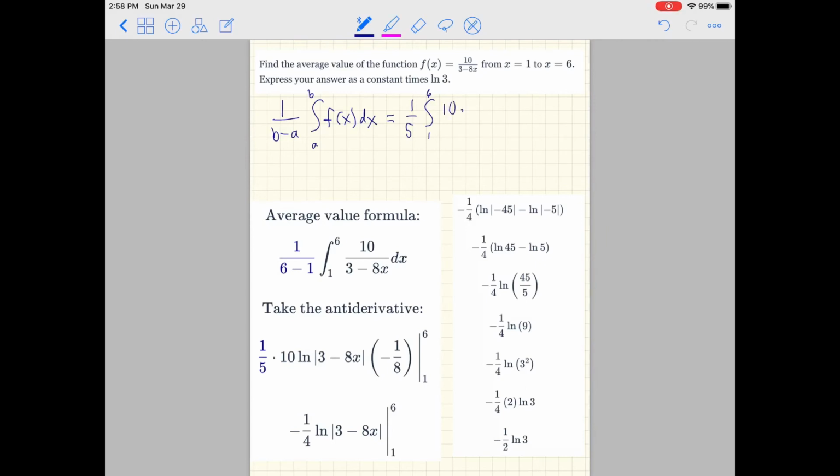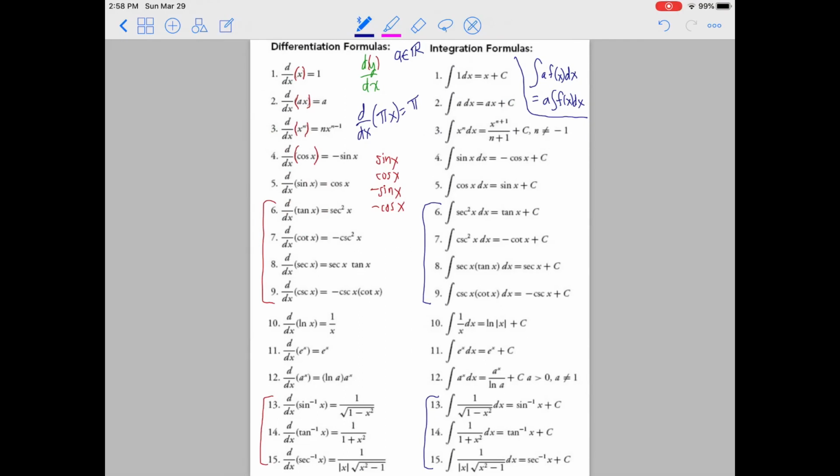So this function, I see a 10 in front of 1 over 3 minus 8x because I want to take that 10 out and just concentrate on integrating 1 over 3 minus 8x. So as I take out the 1/5 that's already there, as I take out the 10, I am integrating 1 over 3 minus 8x dx. So if we do go back and look at, let's say, number 10 in this integration statement column, you can see there the integration of 1 over x is the ln of the absolute value of x plus c.